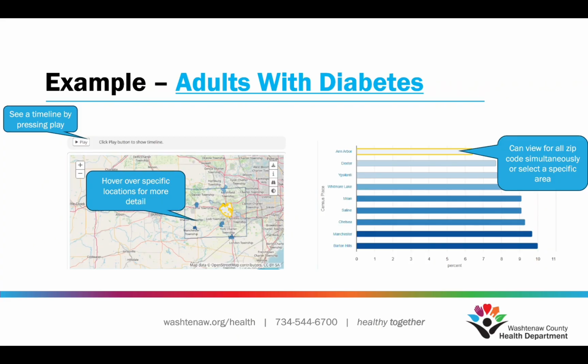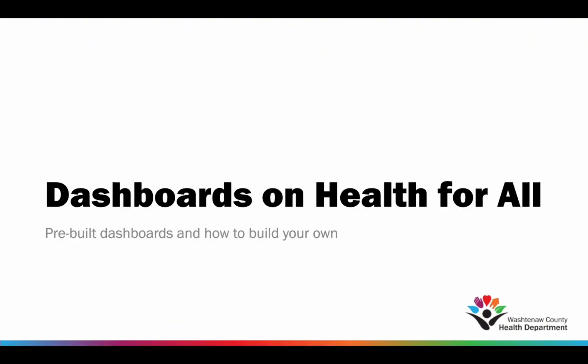Adults with diabetes. By pressing the play button at the top, you're able to look at a timeline of this particular indicator. Here you can hover over specific locations for more details. You're able to view all zip codes simultaneously or select a specific area.